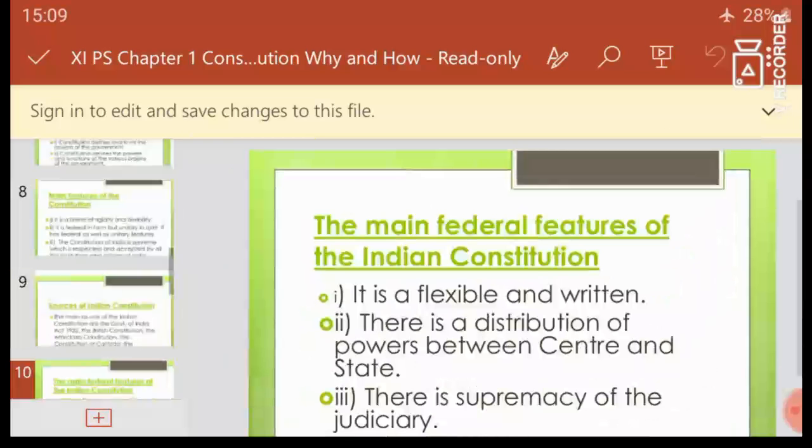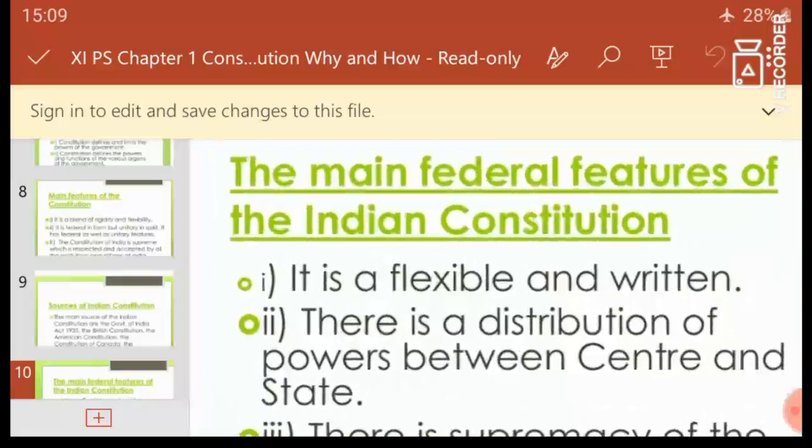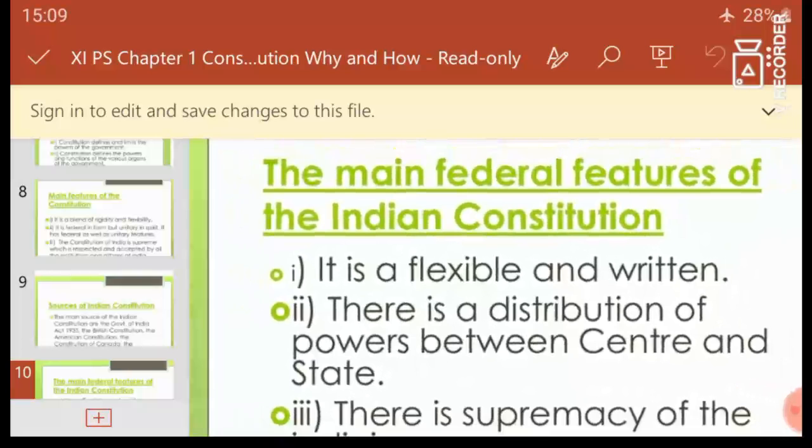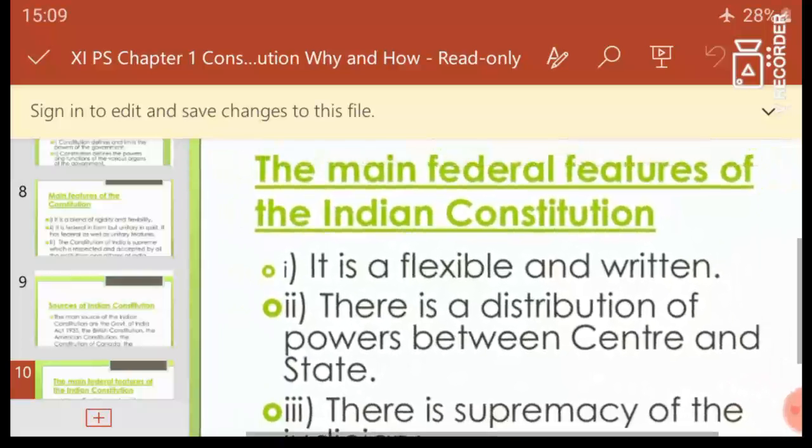Now let us learn about the main federal features of the Indian Constitution. Let us learn what the different federal features of the Indian Constitution are.